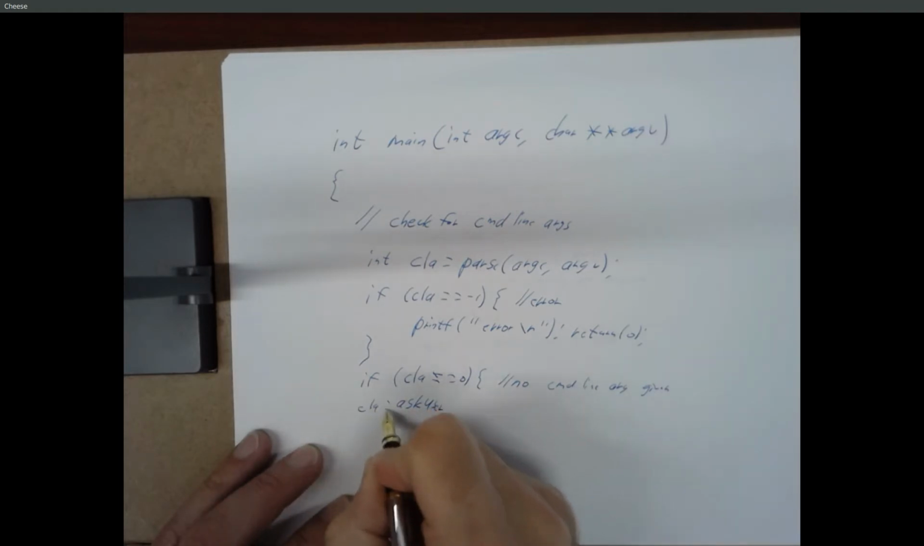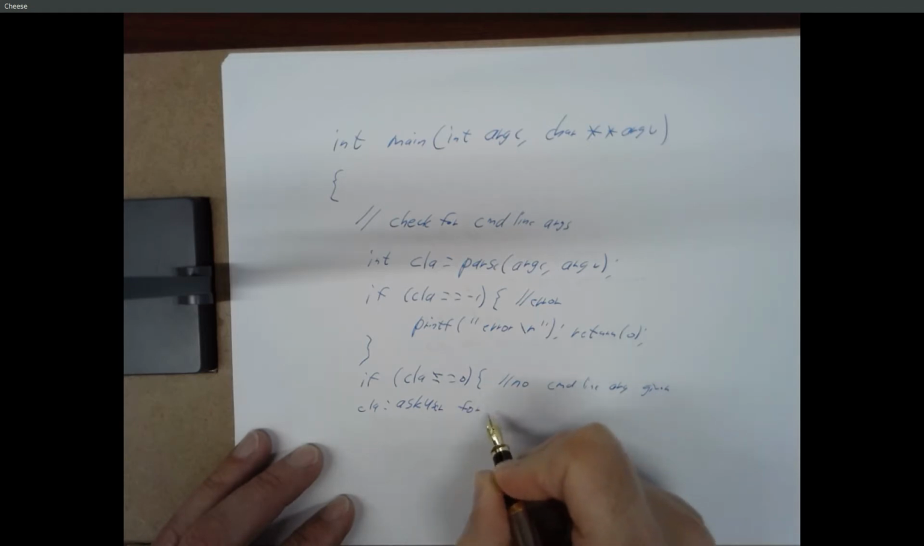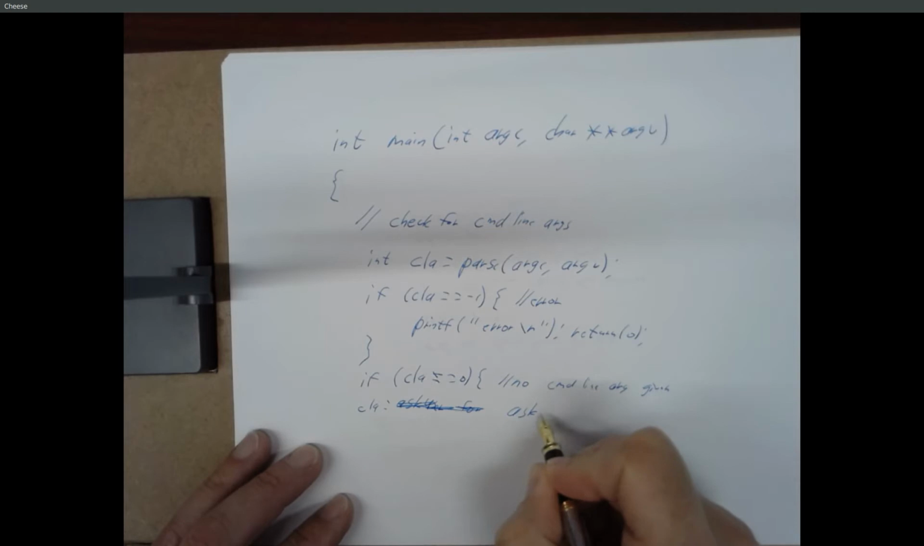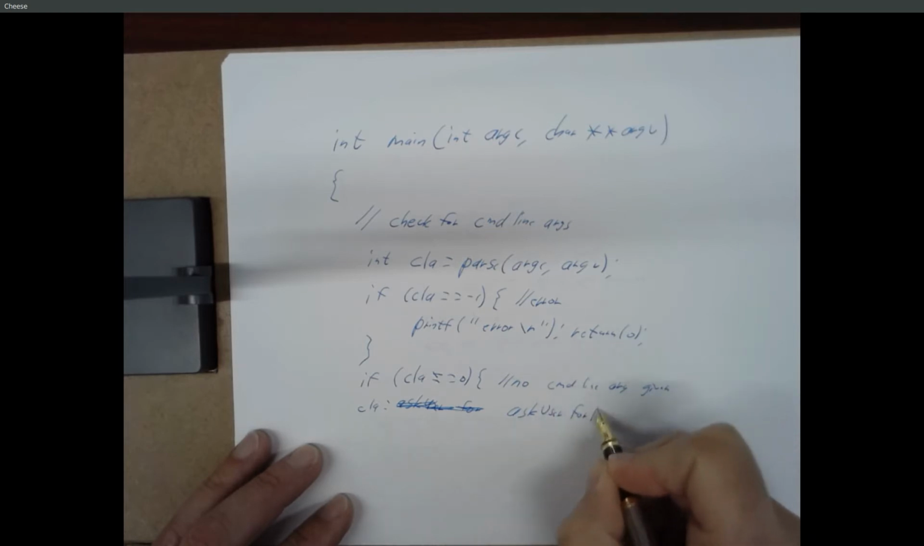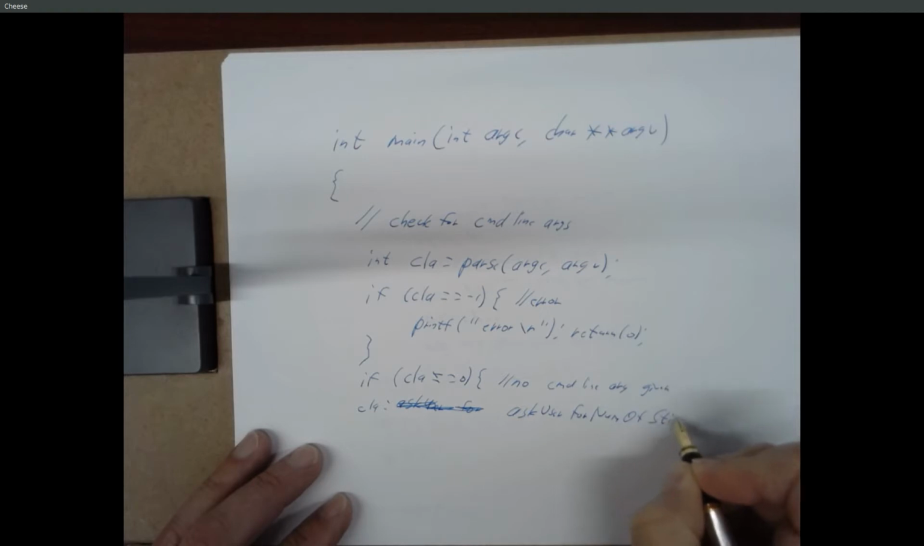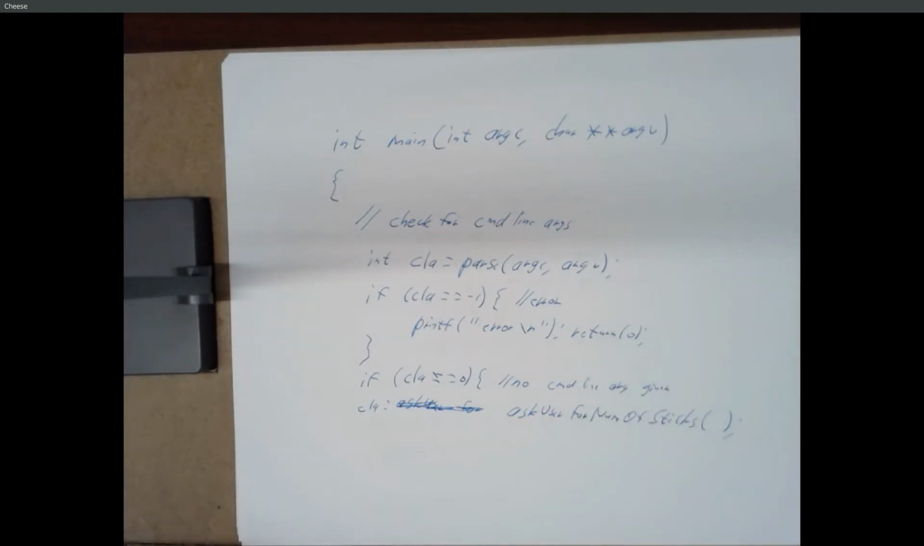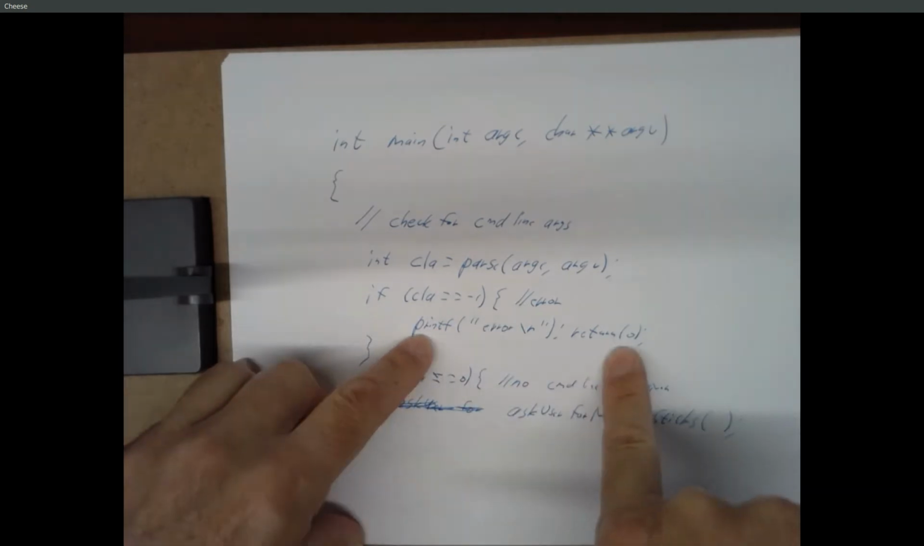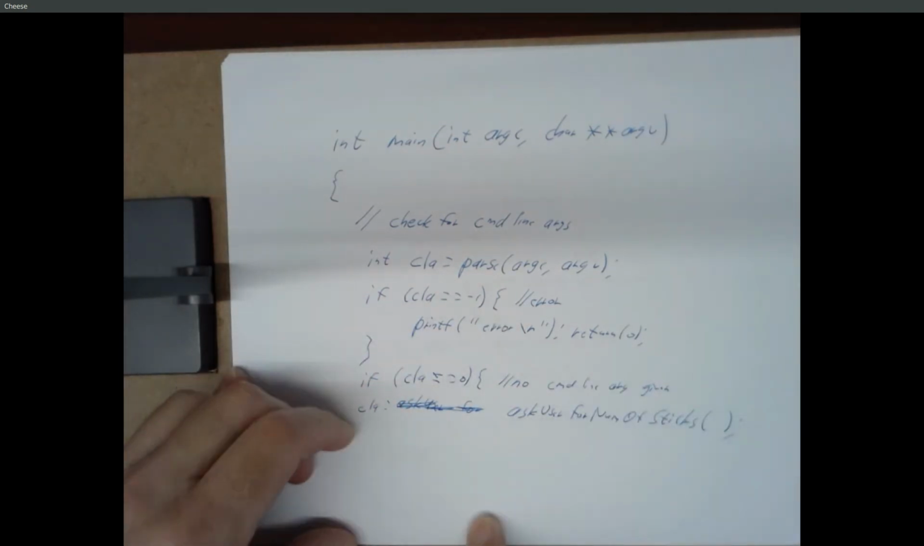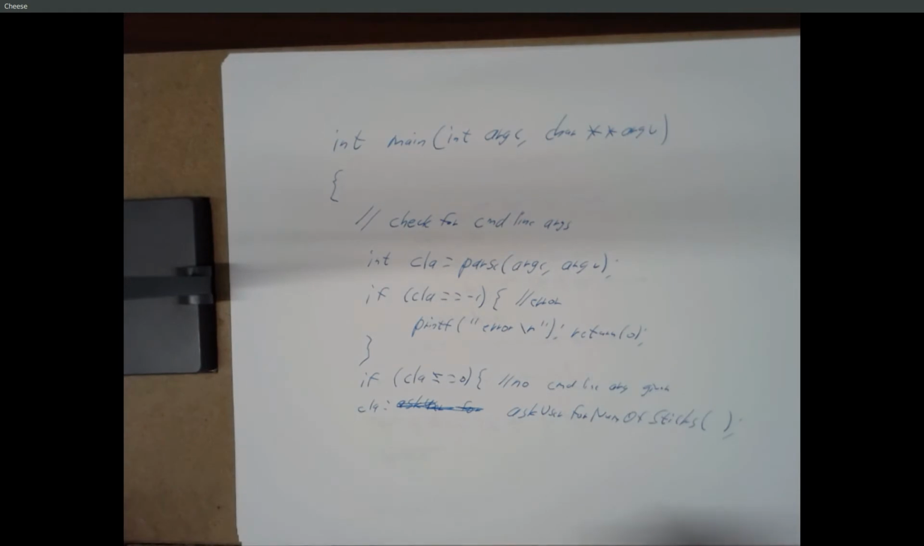So I could say CLA equals ask user for number of sticks. I'm going to call a function called askUser for number of sticks, and that function is written to return an integer, which is either the number of sticks or -1 if there's an error. And so after this, if it returned -1, print out an error and just exit. Otherwise, I know that CLA is the number of sticks that I want to play with, and I'll go ahead and continue the code with that.